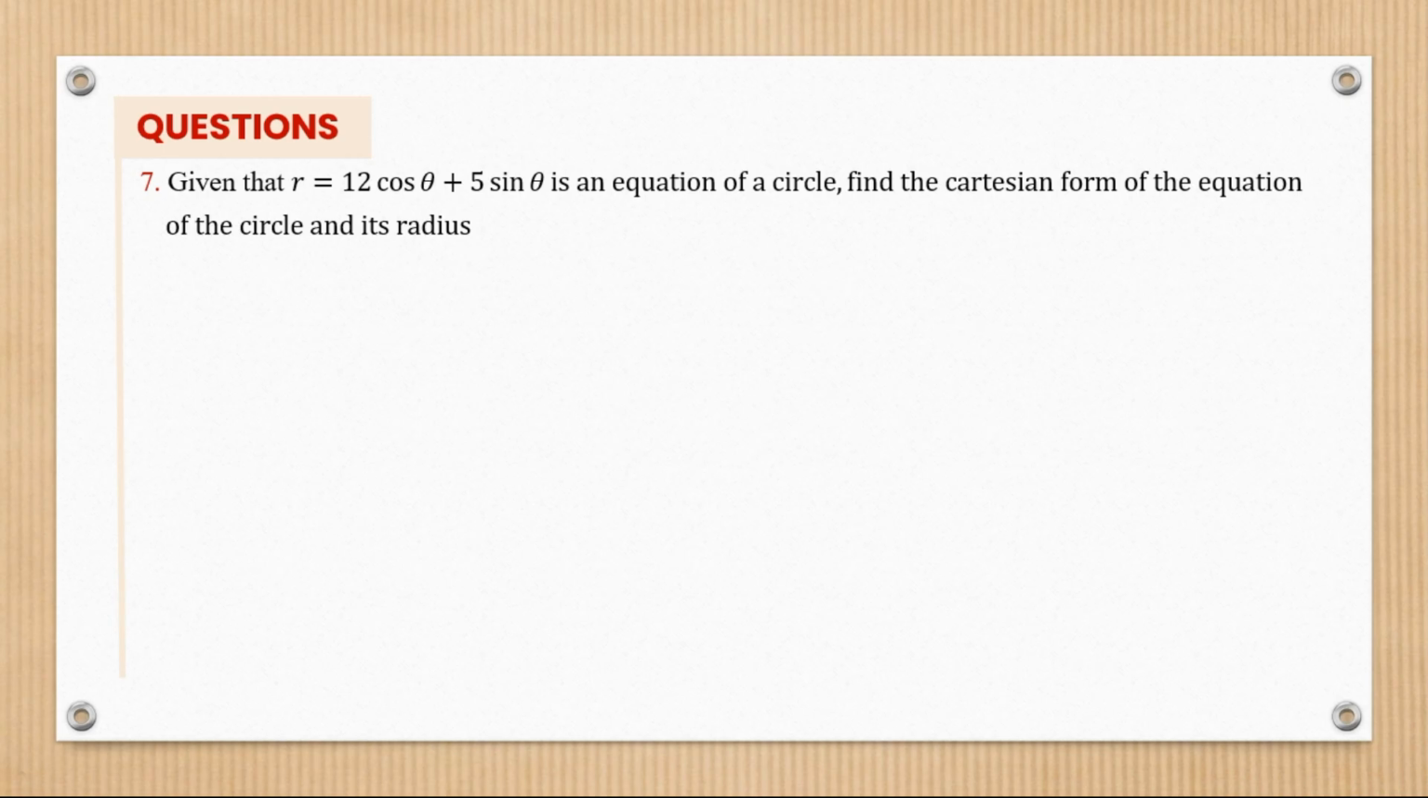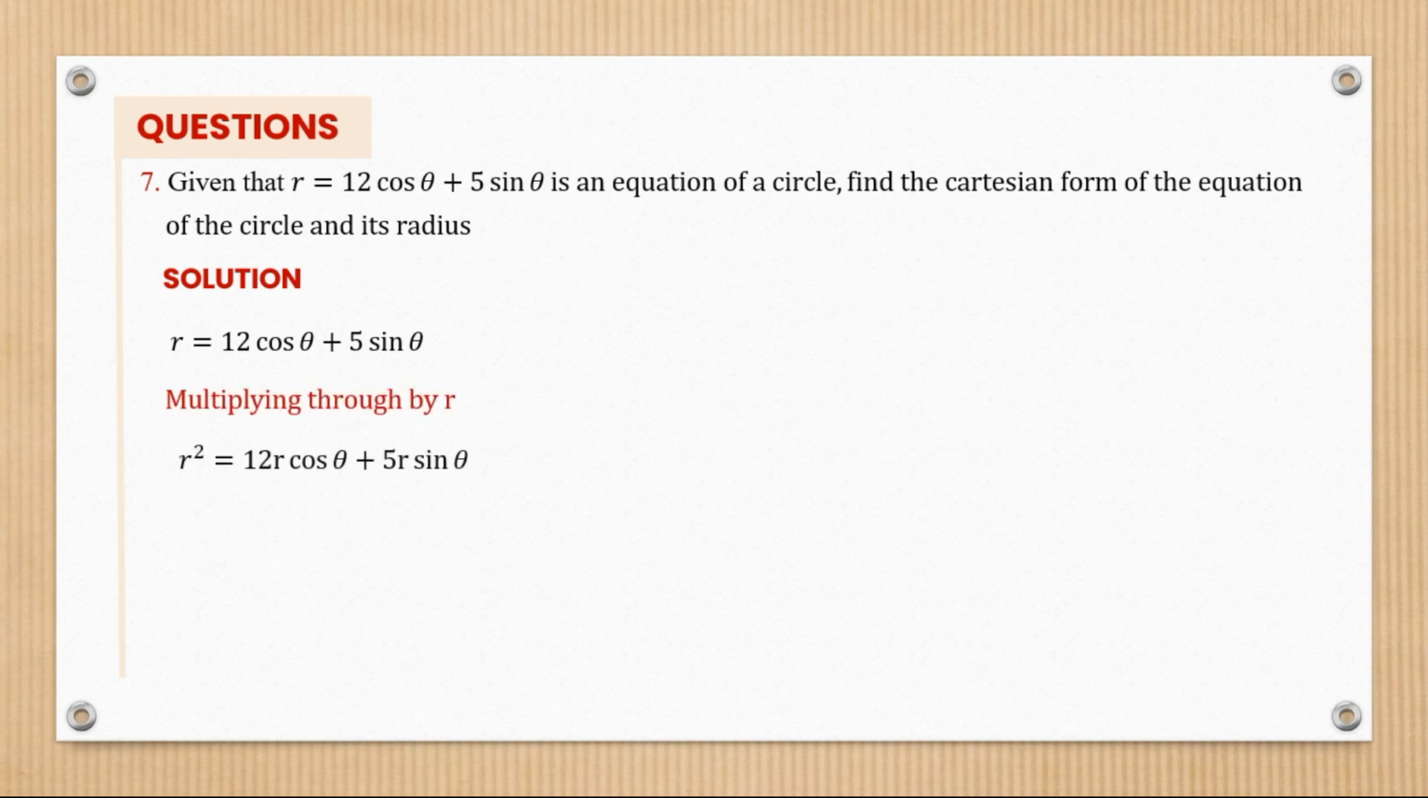Question 7. Given that r is equal to 12 cos theta plus 5 sin theta is an equation of a circle, find the Cartesian form of the equation of the circle and its radius. So now this is the equation of the circle that we have. First we're going to multiply through by r, and we'll have r squared being equal to 12r cos theta plus 5r sin theta.